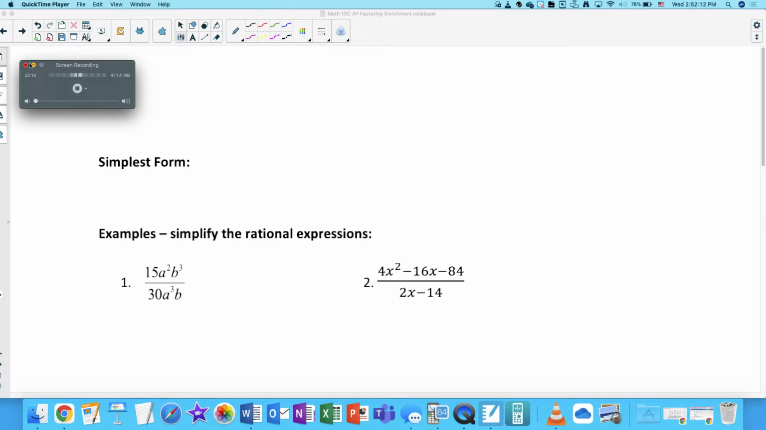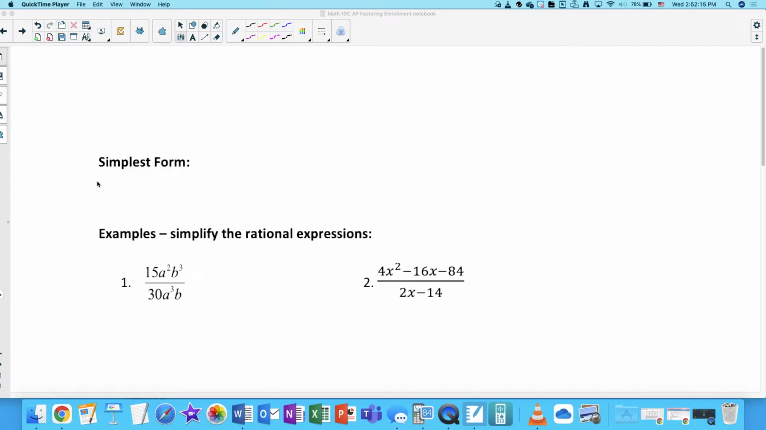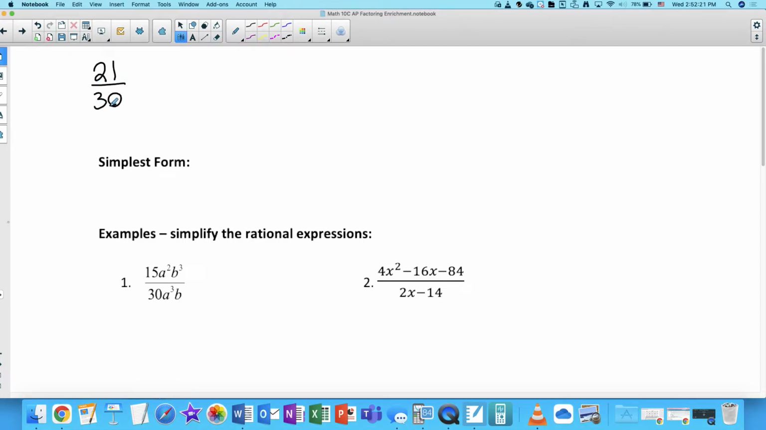OK, so simplifying fractions. Let's say I have 21 over 30, which is a fraction. OK? Is this in simplest form? No. OK, so what would the simplest form be here? Yeah. 7 over 10. That's right.